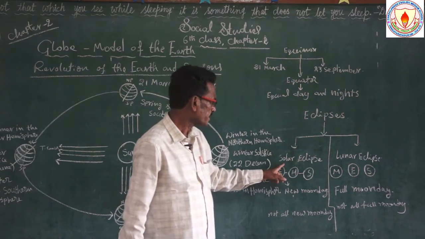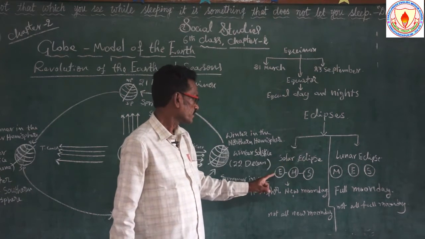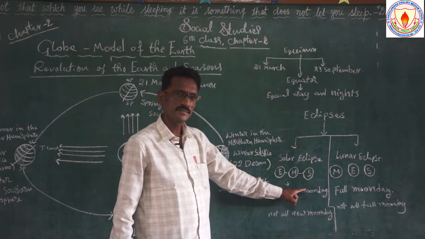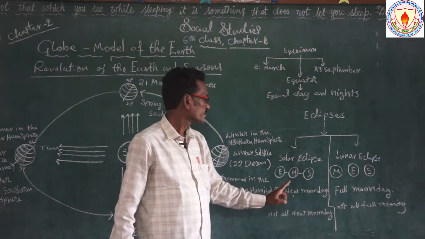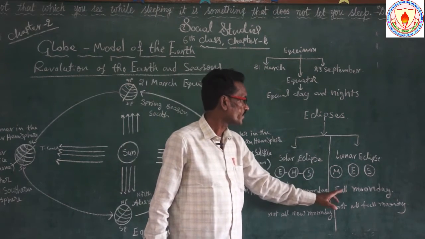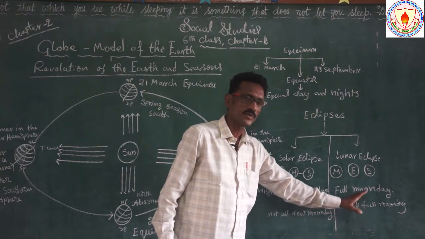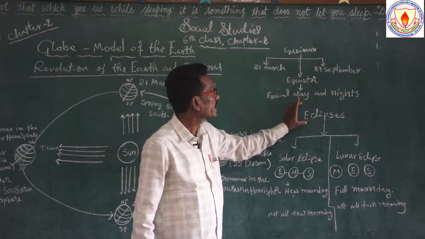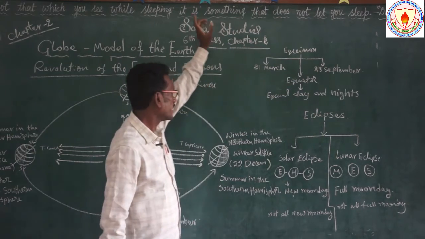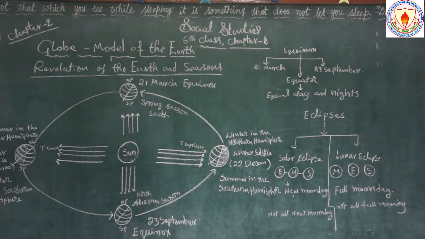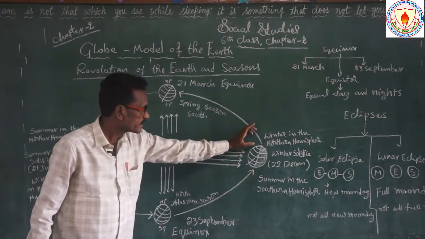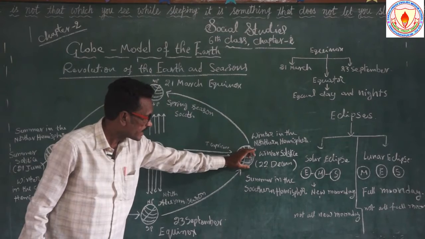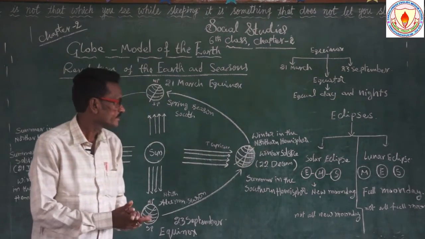See here, children, the solar eclipse occurs on a new moon day, but not on all new moon days. And the lunar eclipse occurs on a full moon day, but not on all full moon days. So this is the importance of the eclipse, and the equinox, summer solstice, autumn season, and here spring season, and here winter solstice on 22nd December.